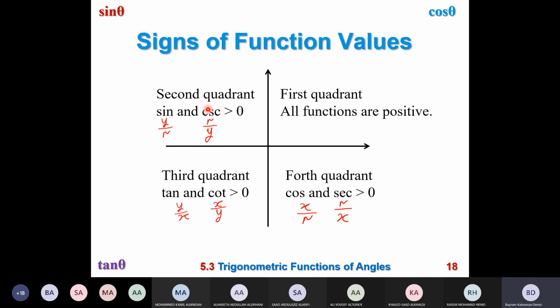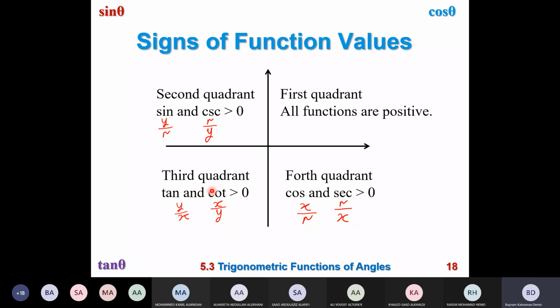So just to make it easy to remember, remember sine and the y coordinate are connected in terms of being positive or negative. Sine and the y coordinate, similarly cosecant. So if the y coordinate is positive, then the sine function will be positive. Okay, so that will help you to remember easily.